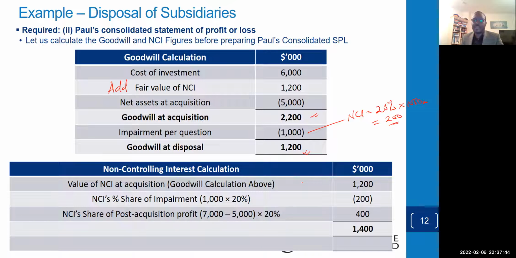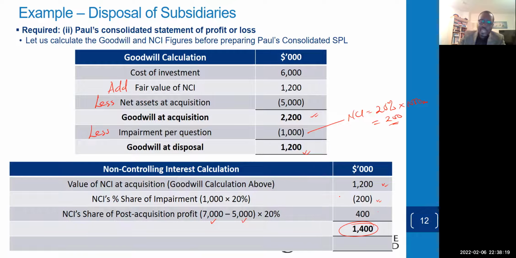Goodwill at disposal, yes, so we less any impairments. I was illustrating it on that screen. Our goodwill is given as 1.2 in the question. Add its share of the impairment, which is 200. And then the post-acquisition reserves, 7 minus 5. At acquisition, it was this; at the time we're disposing, it was this. And then we find 20%, 400. So we get this as our NCI.